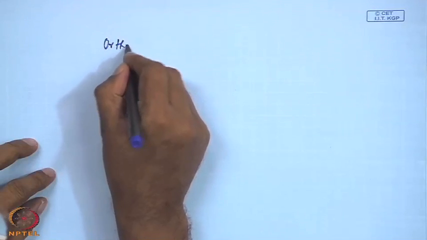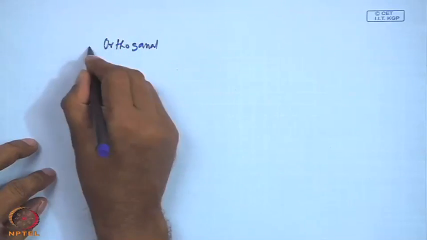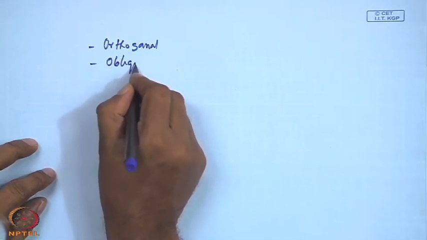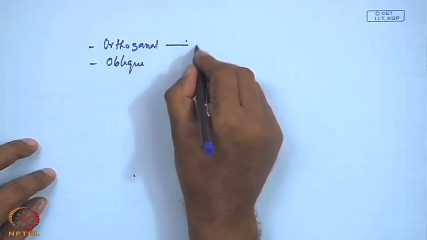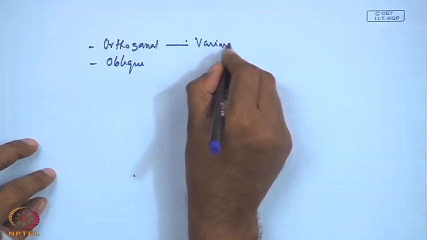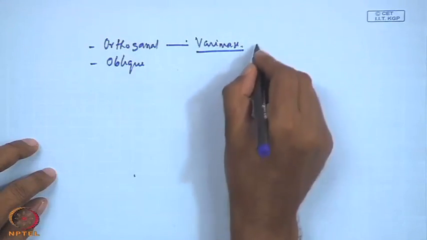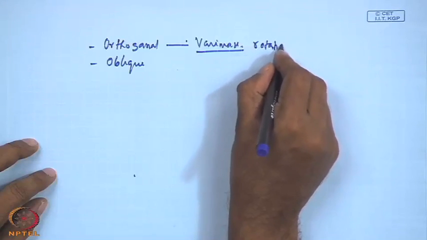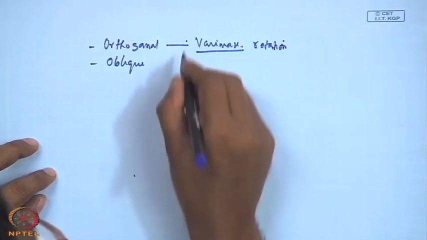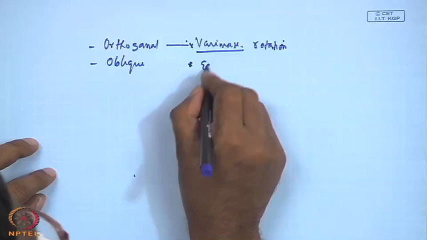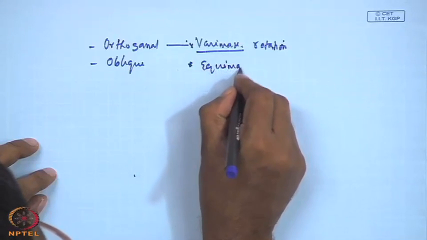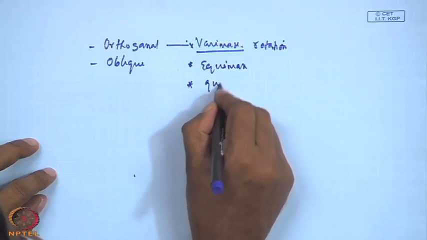Then what are the different types of transformation possible? One is orthogonal, another one is oblique. Under orthogonal, the most commonly used is varimax rotation. There are other methods like equimax, quartimax.